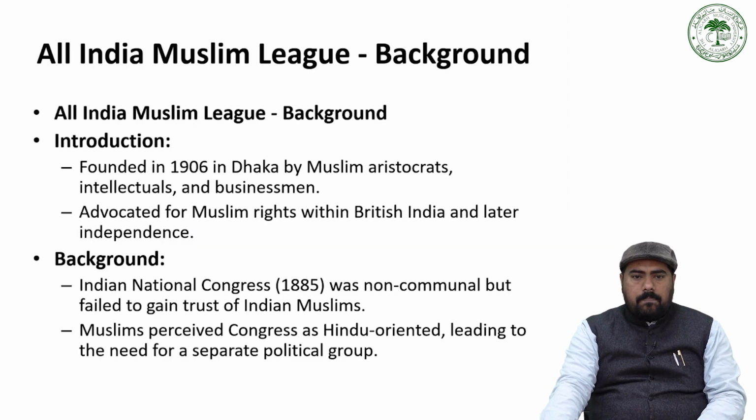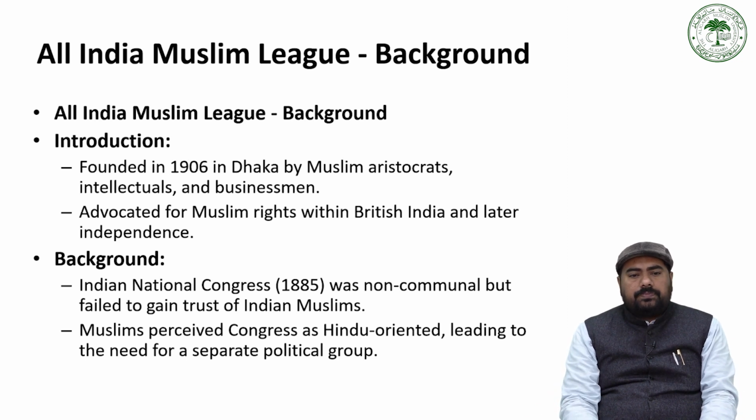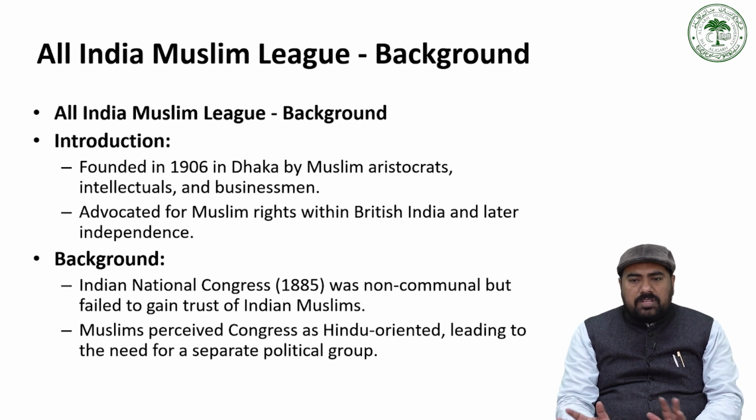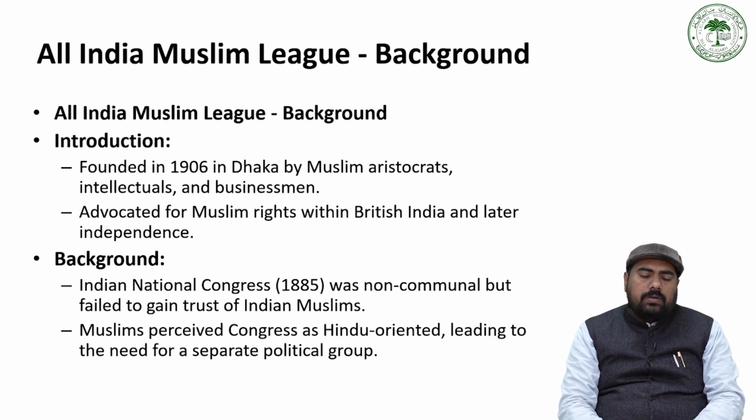If we see the background of AIML, it's a parallel kind of formation, parallel in the sense that parallel to the partition of Bengal, there was also the All India Muslim League. In 1906 in Dhaka, it was formed by Muslim aristocrats, businessmen, and intellectuals. As I said, they were demanding greater rights for Muslims within British India, and indeed they demanded initially, but then later on it culminated into a very different kind of movement.